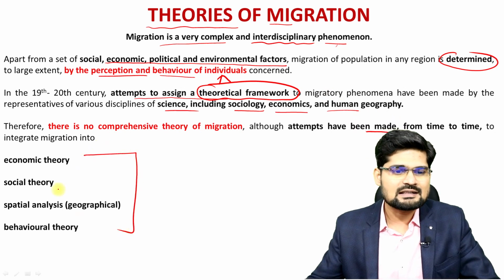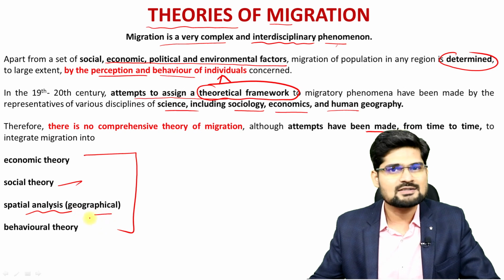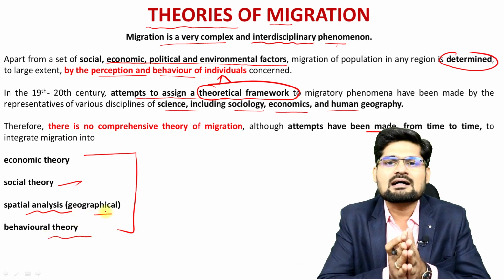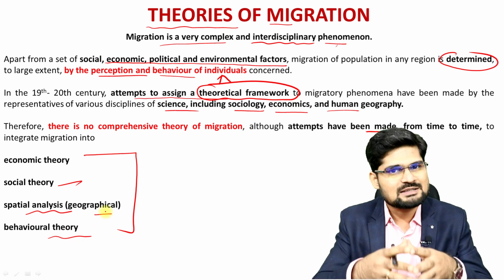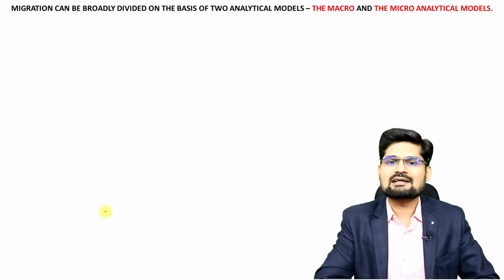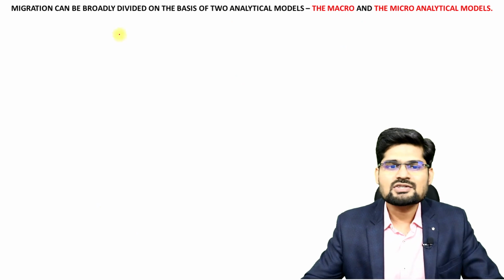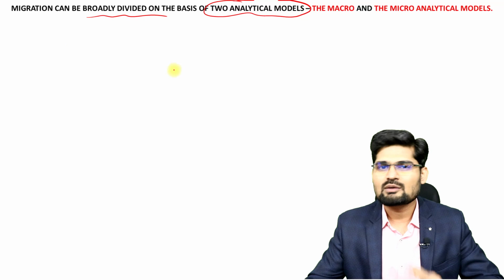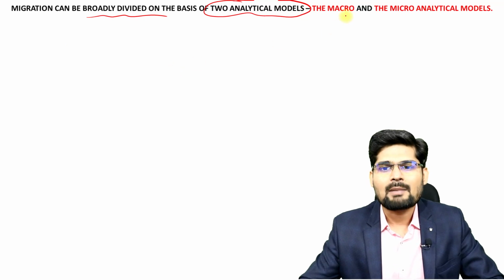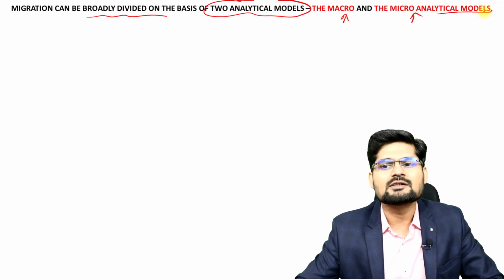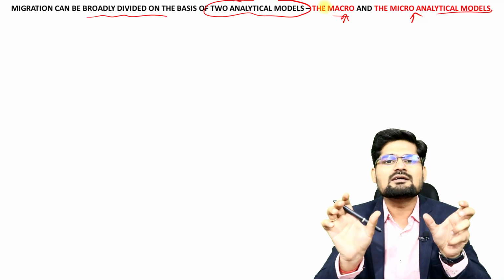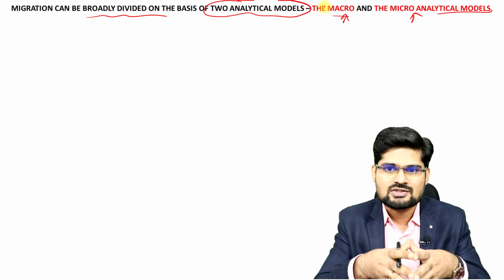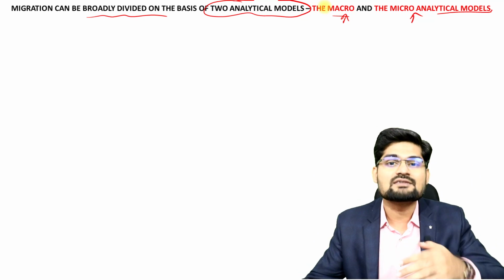So economic theory, social theory, spatial analysis, that is purely geographical theories and behavioral theories, all these theories are the major pillars in the concept of migration. Now let's understand further more. So migration can broadly be divided on the basis of two analytical models. Now understand this in very simple ways that macro model and micro analytical models are the two kinds of pillars, or we can say two major functions in the study of migrations, under which there are several theories which are listed.